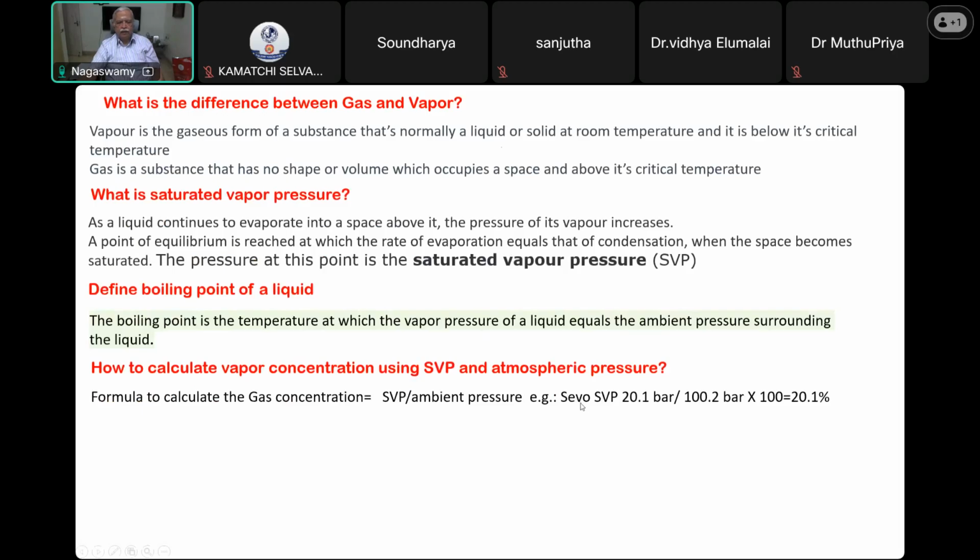The example: the saturated vapor pressure of sevoflurane is 20.1 kPa, and the atmospheric pressure at sea level in Chennai is 100 kPa. So 20 divided by 100 times 100 is almost 20%. The common question they will ask you is, in the olden days, ether was used for open drop anesthesia. Can you use sevoflurane for open drop anesthesia?